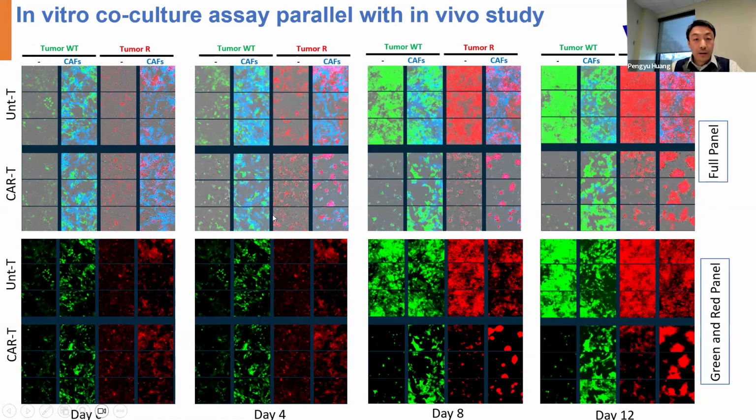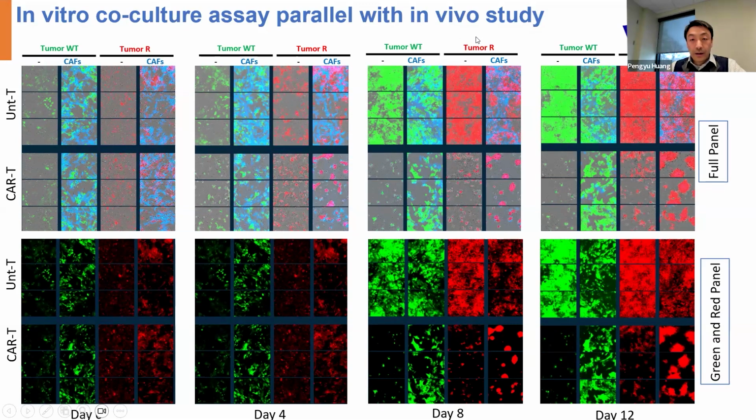The top panel is with all colors. At the bottom, I removed the CAFs and the phase, so I'm just focusing on the tumor. You can see the clear signal. You can see here, the day 8. Just looking at without CAF, you can see CAR T can kill the tumor very well. But if you compare the wild-type tumor with CAF, the tumor survives much more than without CAF. It's very clear.